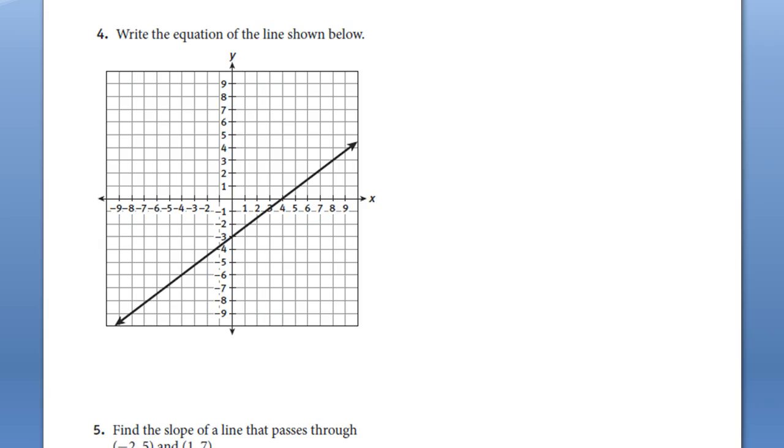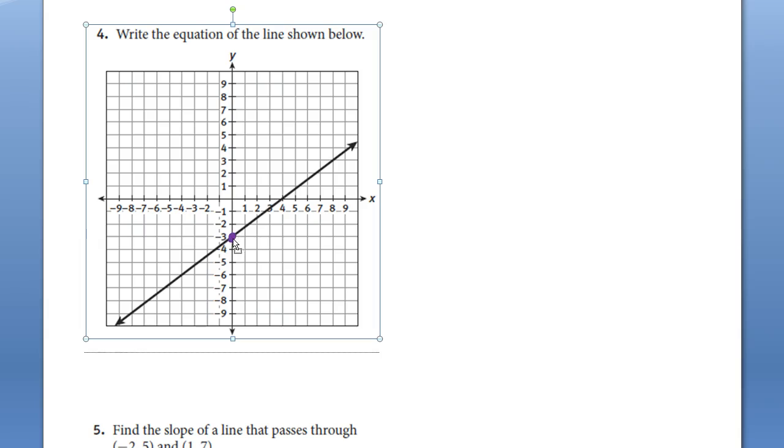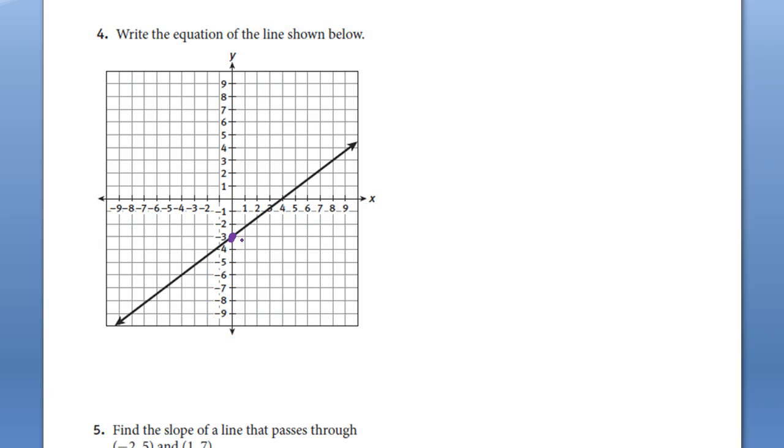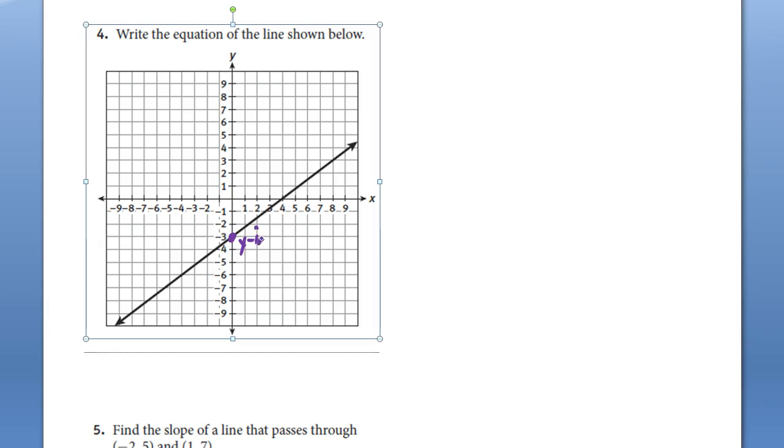Number 4, write the equation of the line shown below. I notice that this line is touching the y-axis at negative 3, and so the y-intercept of the line is negative 3. And then from this dot we can count rise and run to another dot on the dark line that will get us our slope. So it looks like if we rise 3 and run 4, we're right back on the line.